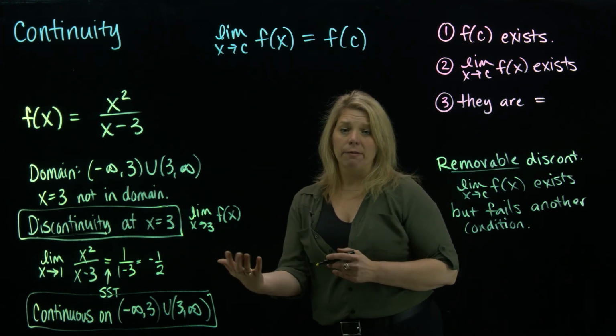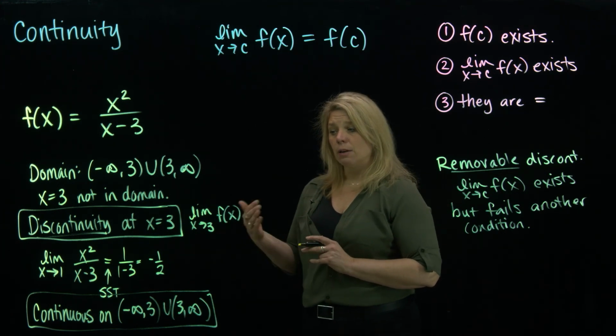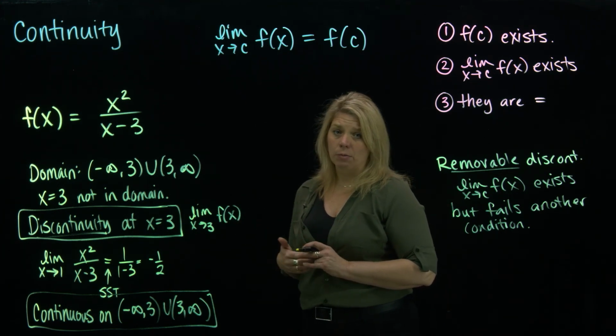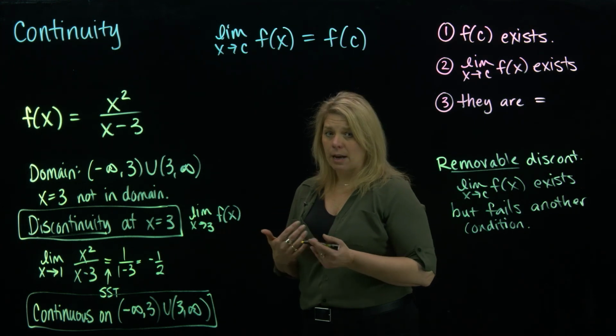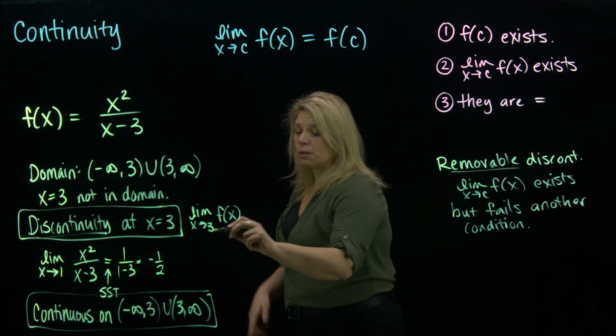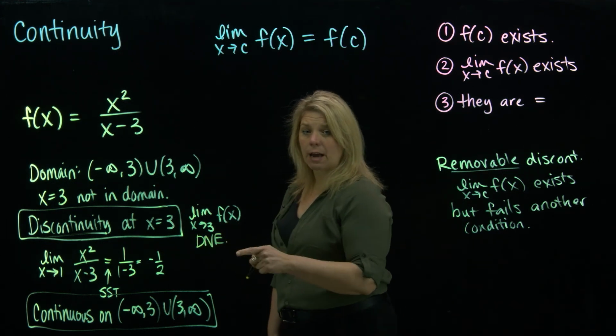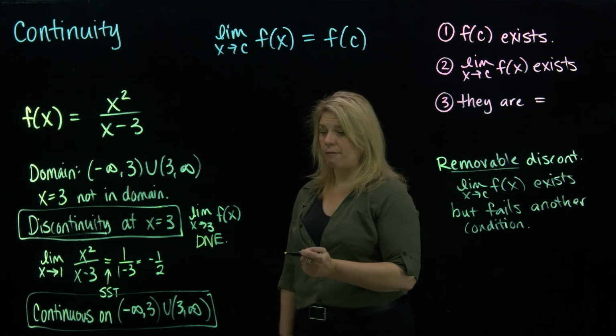So if you make a table of values, one of the things that you should find is that on one side of x equals 3, those function output values are headed toward one place. And on the other side of x equals 3, those function output values are headed toward another place. So this limit does not exist. You should make a table of values or look at a graph and verify that for yourself.